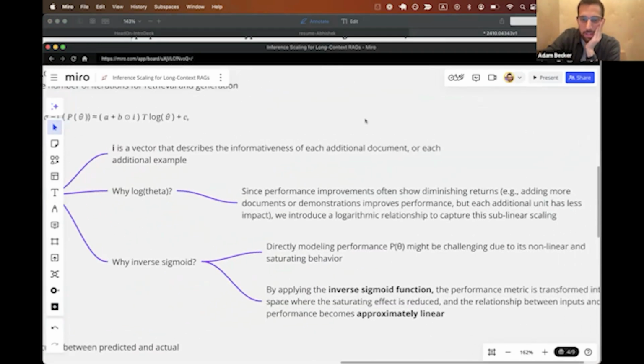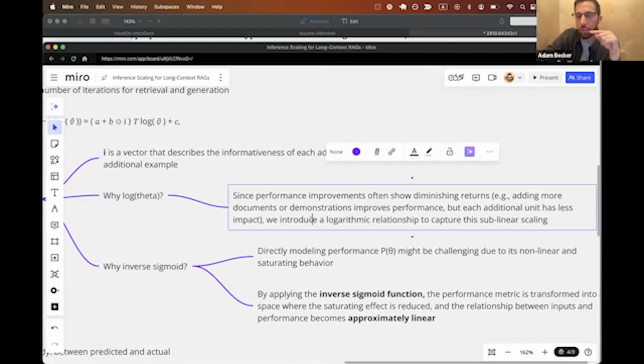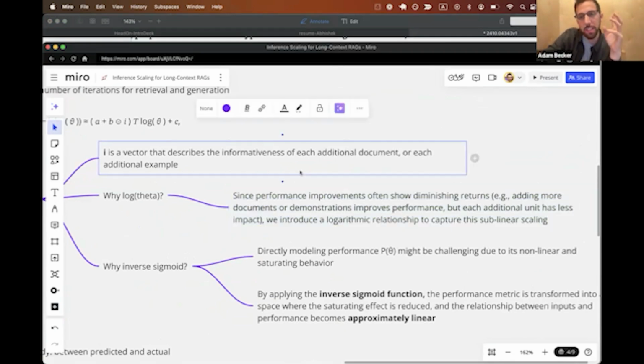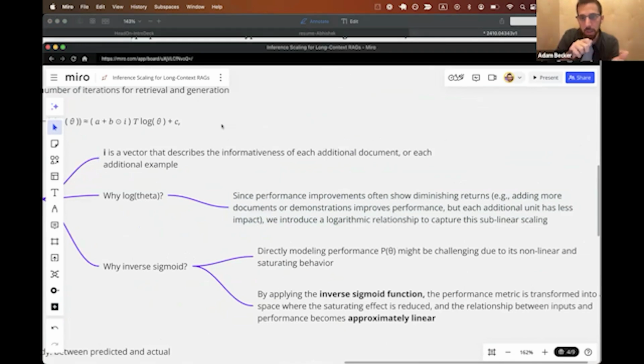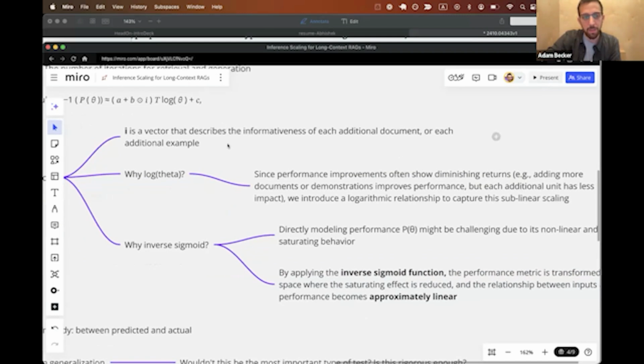So the way I put it is, since performance improvements often show diminishing returns, we introduce a logarithmic relationship. You don't sort of expect that as you keep tweaking, all of a sudden you're going to get this emergent, exponentially increasing performance. I don't think that's the expectation. Plus you did see earlier that the performance increases linearly, but with the log, right? So I think that's kind of how they're trying to capture that intuition.